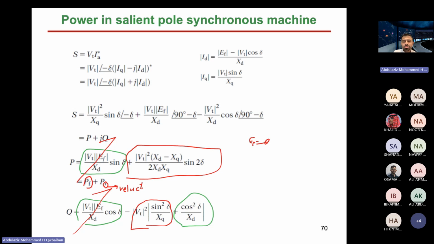Keep in mind that we don't care about the reactive power, because even if EF is 0, there should always be a reactive power from the component VT square cosine delta square. What's the lesson that we learn here?